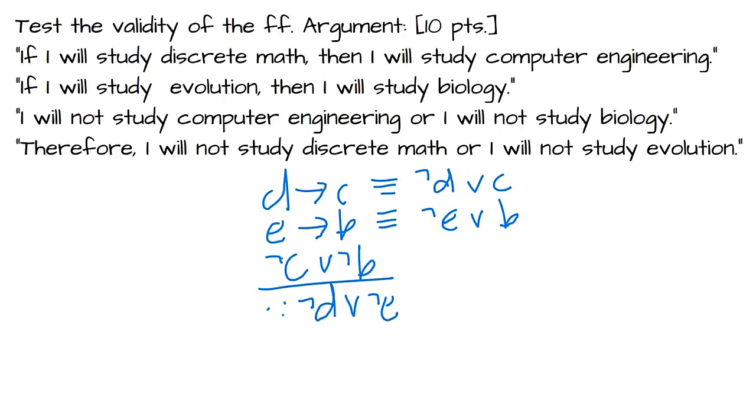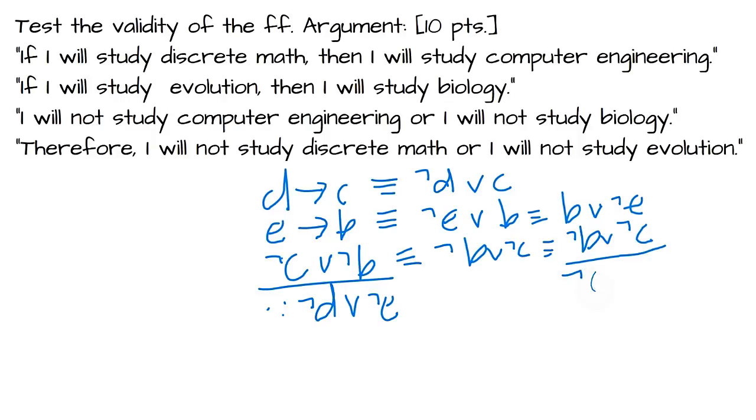So applying the commutative for premise 2, we'll have B or not of E, partnering it with the commutative of premise 3, which will be the not of B or the not of C. So we could have the resolution, and this resolution will give us the not of E or the not of C.